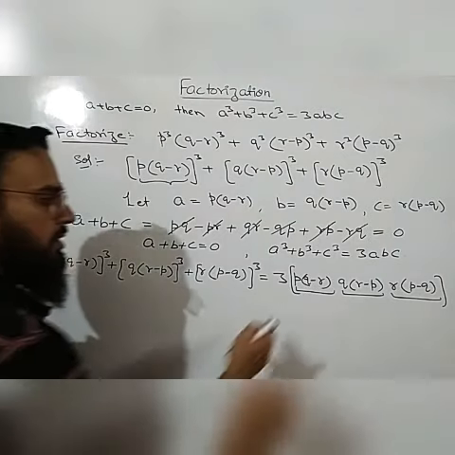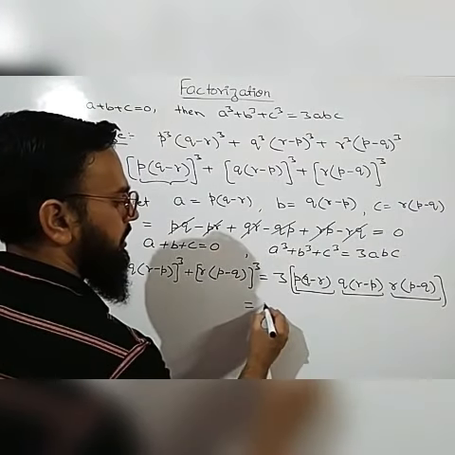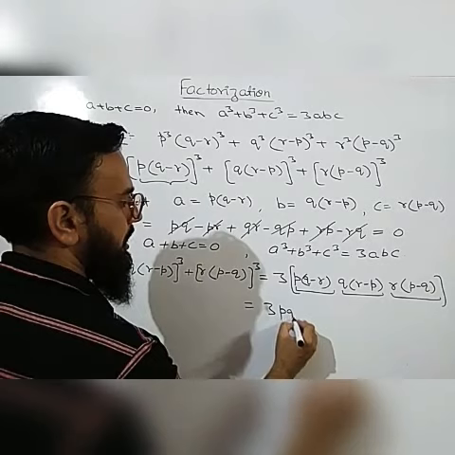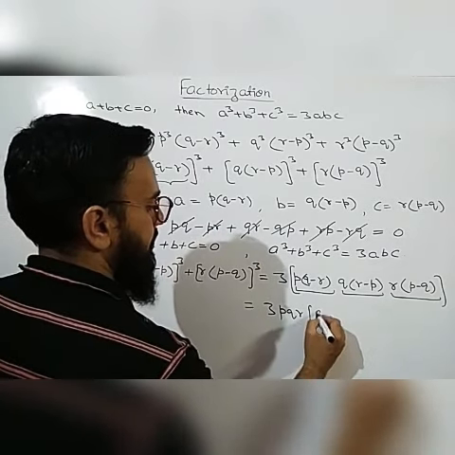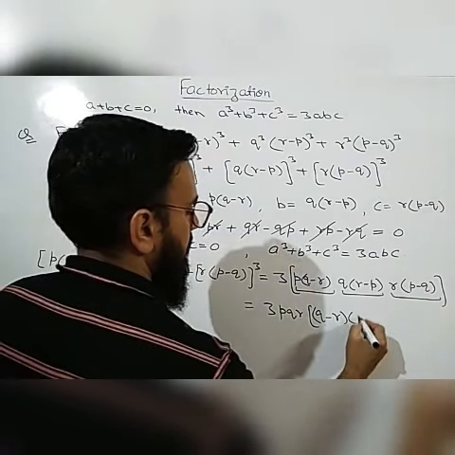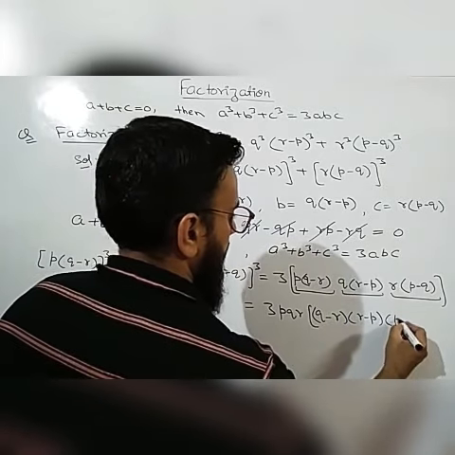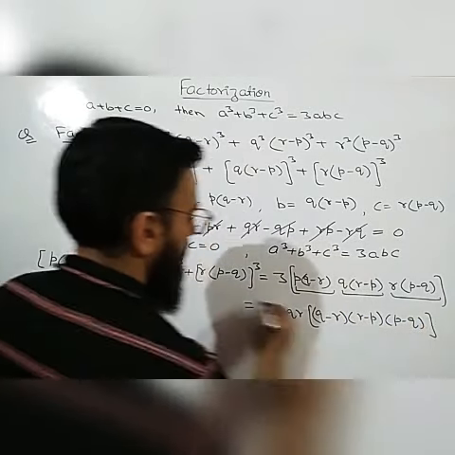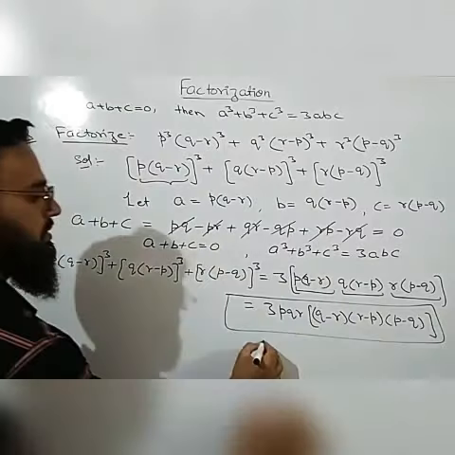Now we can solve it. p, q, r can be taken together. So it will be equal to 3pqr, and in the bracket it will be (q minus r), second bracket (r minus p), and third bracket will be (p minus q), and it will be our answer. This is our final answer.